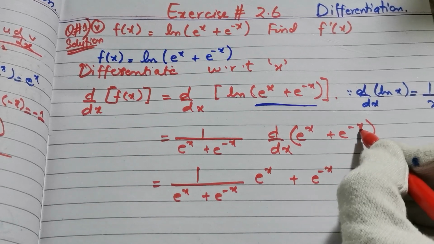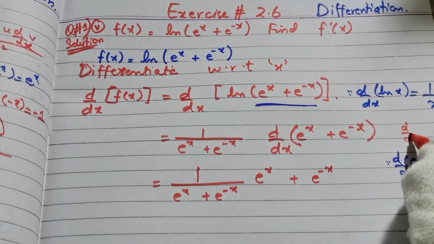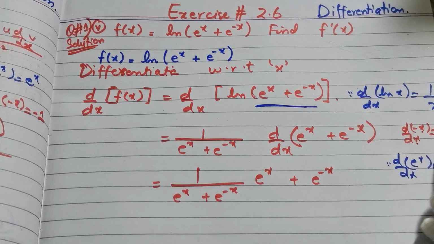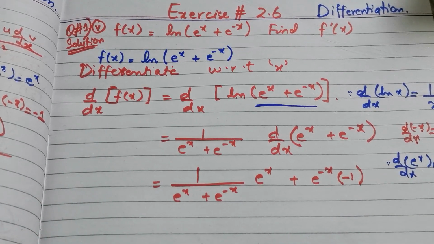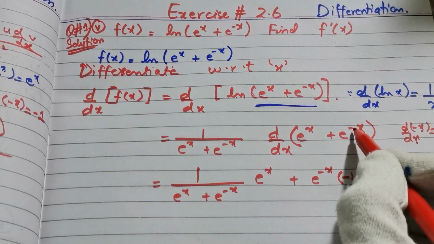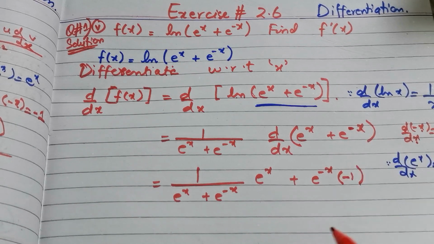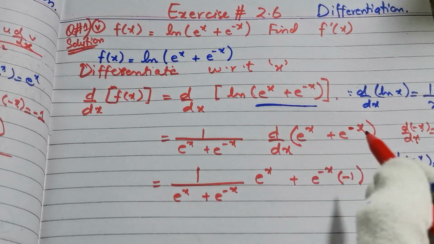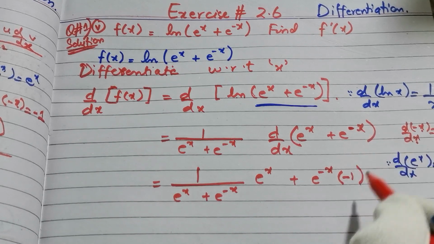But this is not simple x, this is minus x. So again we will differentiate minus x. If we differentiate x, the derivative of x with respect to x is 1. So the derivative of minus x with respect to x is minus 1. So what do we write next? Minus 1. Why do we write it? Because this is not simple x, this is minus x, not positive x. When we differentiate x with respect to x we get 1, but differentiating minus x with respect to x gives minus 1.